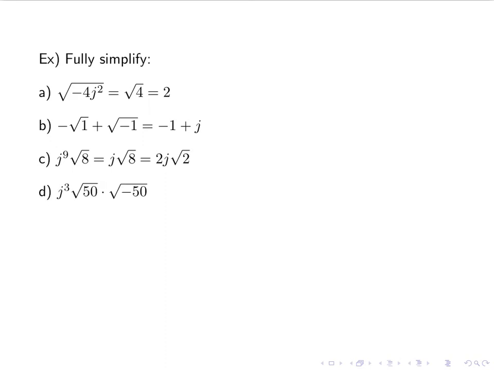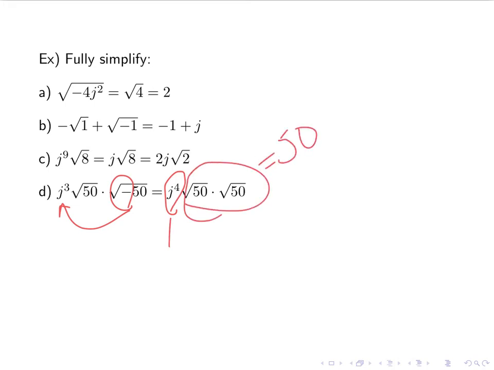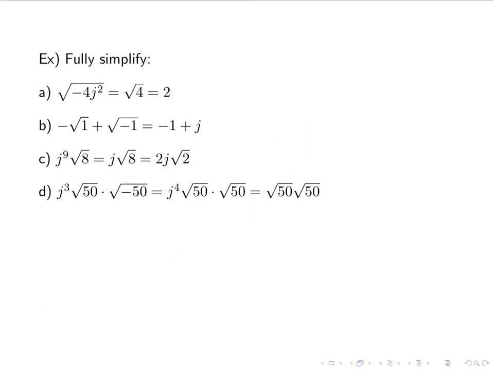How about j cubed times root 50 times root negative 50? So what I'm going to do is split up this guy into root negative 1 times root 50. Root negative 1 is j. So I'm going to have j cubed times j, which is j to the 4th, and then our 2 root 50s. So that's my first thing I'm going to do. Get rid of that j in there and multiply it to my j cubed. j to the 4th is 1. Root 50 times root 50 is just 50. So 1 times 50 gives me 50. Okay, so this fairly complicated looking thing is just 50.